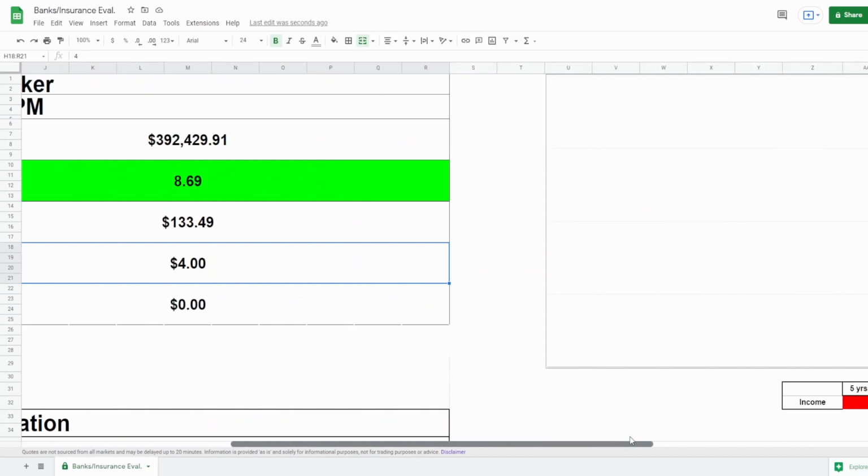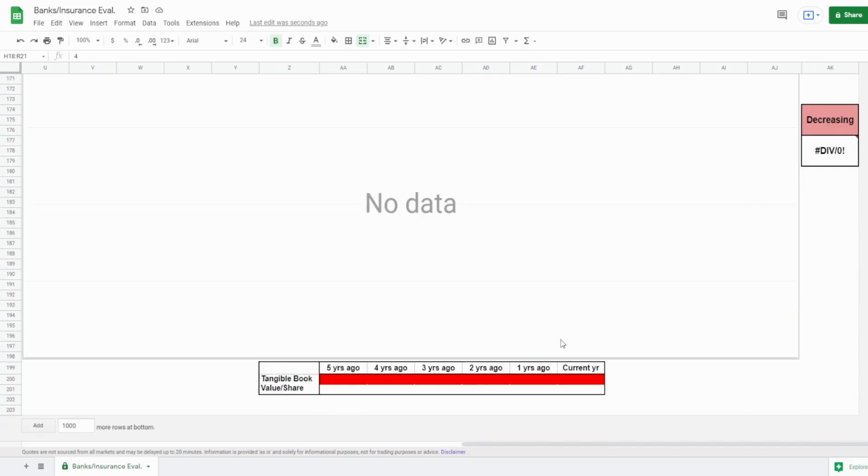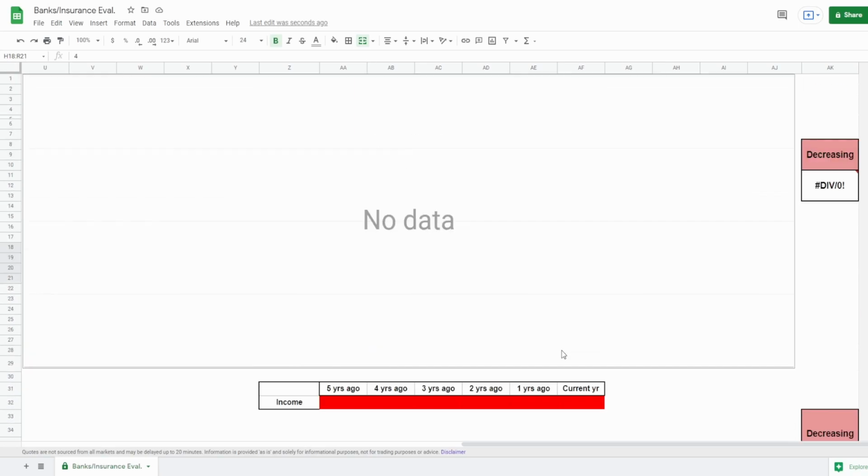Now let's actually come over here. We're going to scroll to the right. As you can see, we got several graphs. If you scroll all the way to the bottom, we got several graphs.